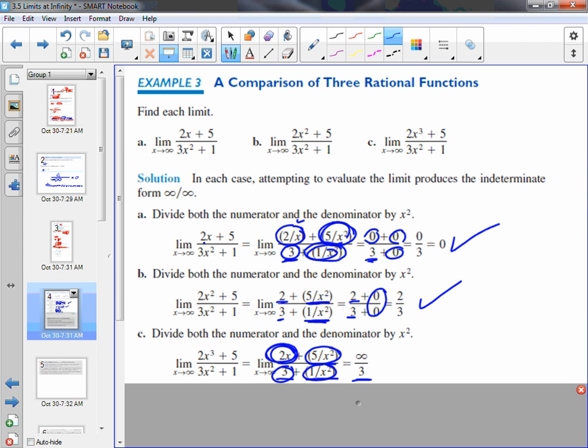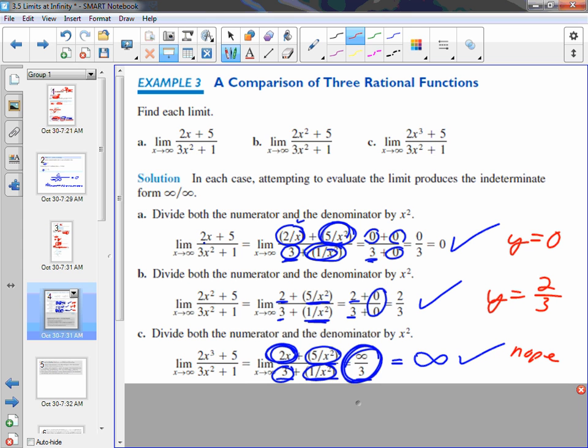It's infinity. What's infinity plus 0? Infinity. What's infinity divided by any measly old constant you can think of? Infinity. That's the limit. Would you consider y equals infinity to be a horizontal asymptote? No. Okay? So this one doesn't have a horizontal asymptote. All right? This one does. It's y equals 0. This one does. It's y equals 2/3. This one, nope. No horizontal asymptote.